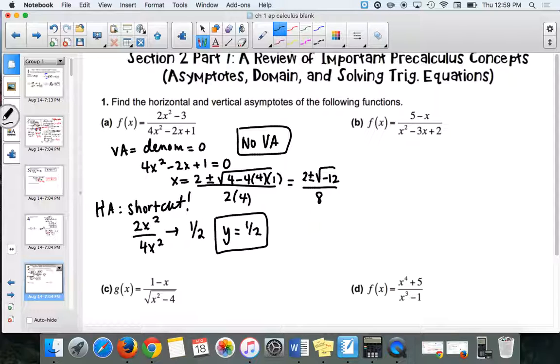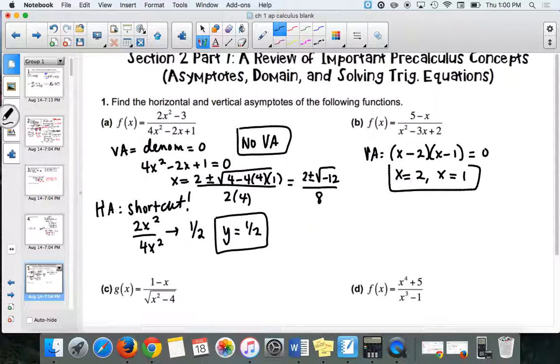All right, so the next one, this one does factor. So our vertical asymptote, if we try to factor, we're going to have x minus 2 times x minus 1. So it has 2 vertical asymptotes, at x equals 2 and x equals 1. The horizontal asymptote, we look for our largest power. So what's our largest exponent? X squared. We have a 1x squared on the bottom, but we don't have any x squareds on the top, so we put a 0x squared. We want it to be the same. So 0 divided by 1 goes to 0, so our horizontal asymptote is 0.